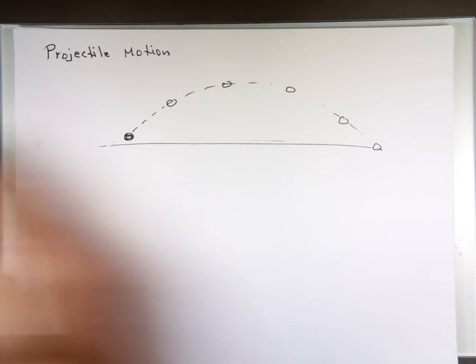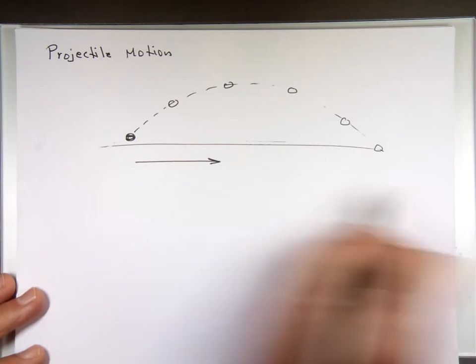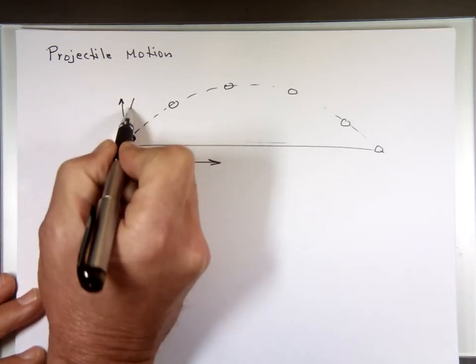So you actually have motion in two dimensions. You are moving in this direction. Notice the soccer ball is going in the x direction, and it's also going up and down in the y direction.